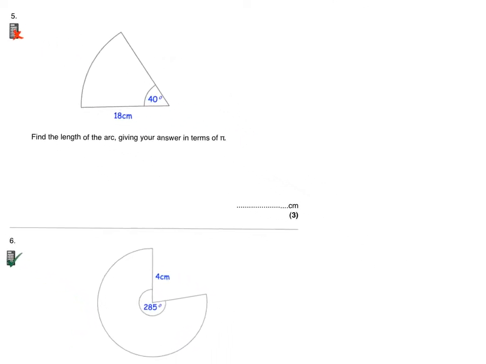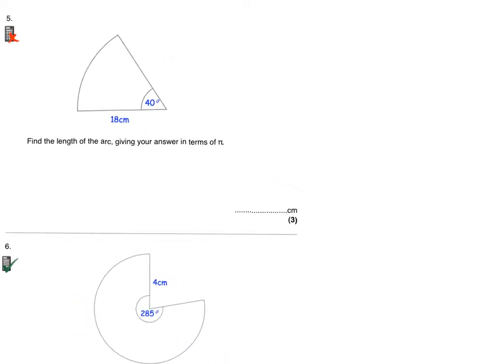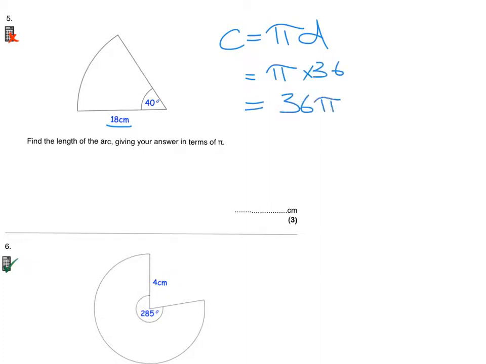So, we're going to do the same thing. C equals pi d. The radius is 18, which means the diameter must be 36. So pi times 36, we're just going to leave it in terms of pi, which means 36 pi. Now we're only asked to find the length of the arc, so we're going to multiply that by 40 over 360.